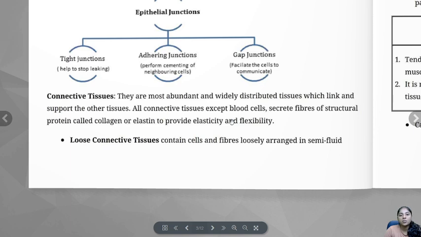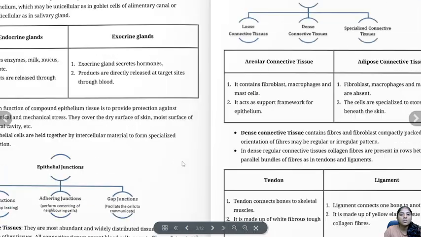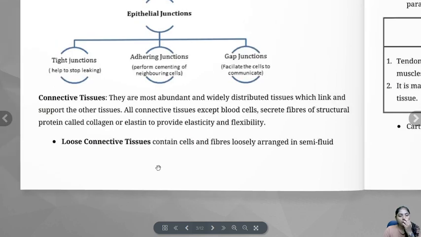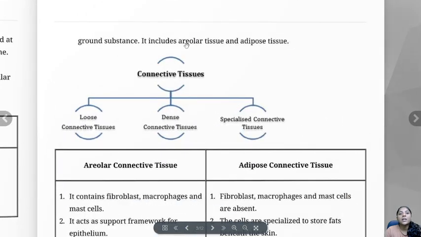All connective tissues except blood secrete fibers of structural protein called collagen or elastin to provide elasticity and flexibility. So let us see the types of connective tissues. The first one we have is loose connective tissue. It contains cells and fibers arranged loosely in a semi-fluid ground substance, and it includes areolar, adipose tissue. So first, let us see in how many groups or categories the connective tissues are divided.